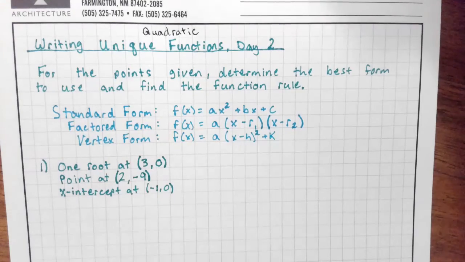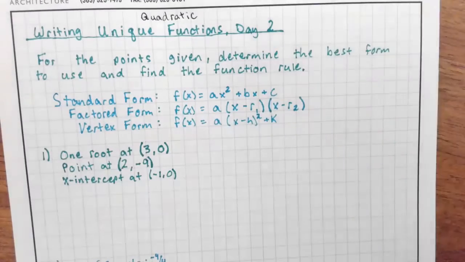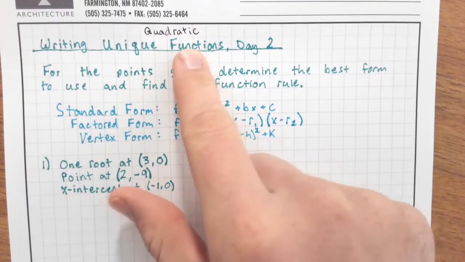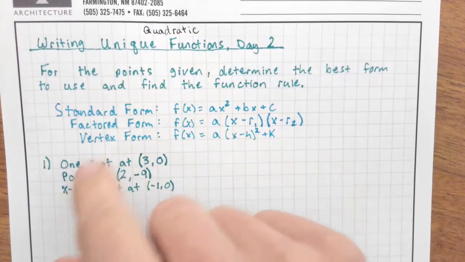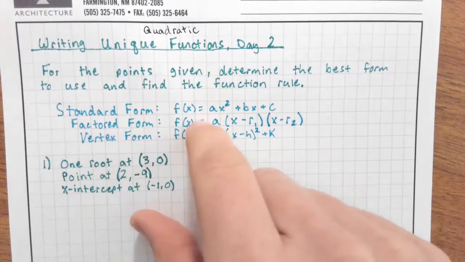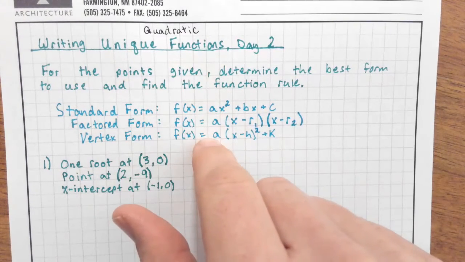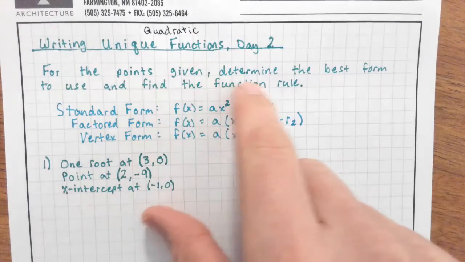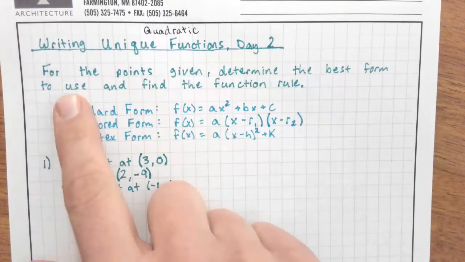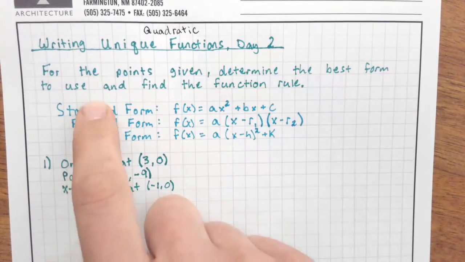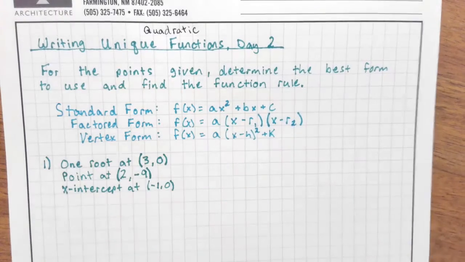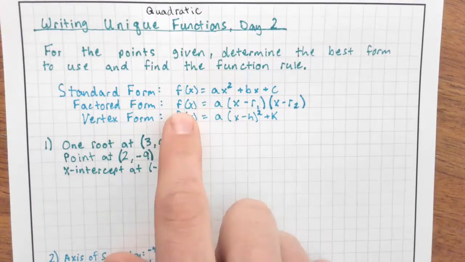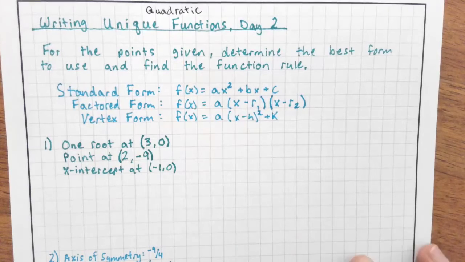Hey everybody. So what we're doing today is writing some more unique quadratic functions. We started this last week and there seemed to be some issues with choosing the forms and how to solve for A and then eventually get the function rule. So for the points given, determine the best form to use. The forms are right here just for reference, and find the function rule. So we're going to be plugging in everything except for, of course, x and f of x. That way we can graph the function and see what it looks like.